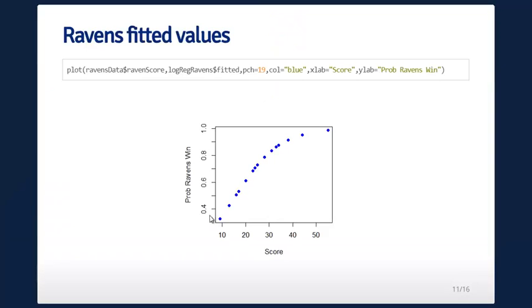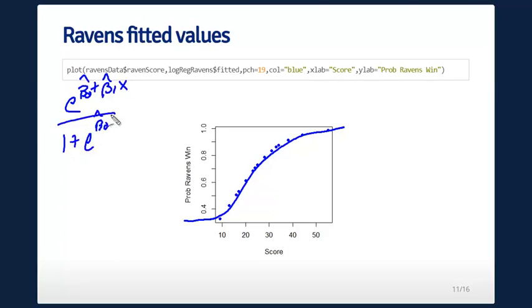So here are the fitted probabilities. It has to look kind of like an S-curve, which is what the inverse logit function looks like. And so what R is doing is fitting e to the beta naught hat plus beta 1 hat x over 1 plus e to the beta naught hat plus beta 1 hat x, and plotting it over a range of the observed x's, and they have to fall on this curve because that's what we fit. So if you plug in a score, this is going to give you your estimated probability.